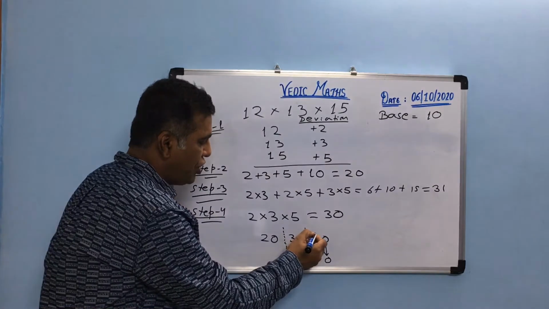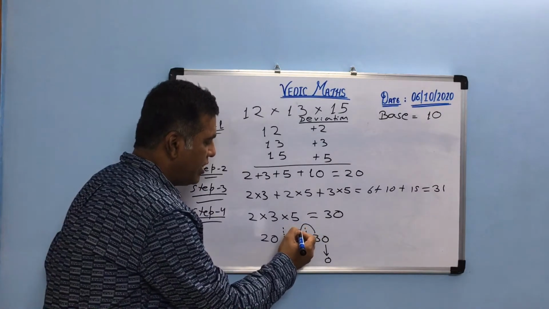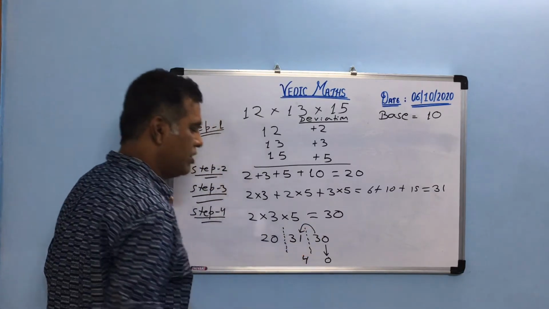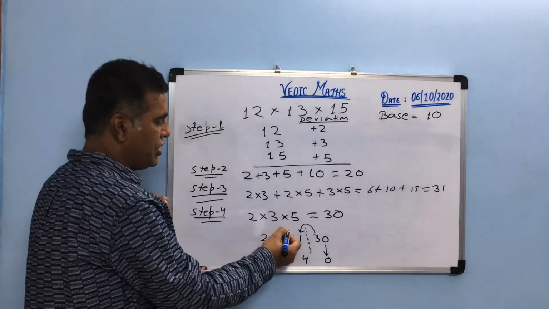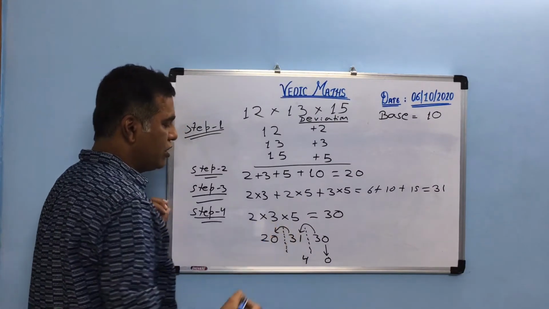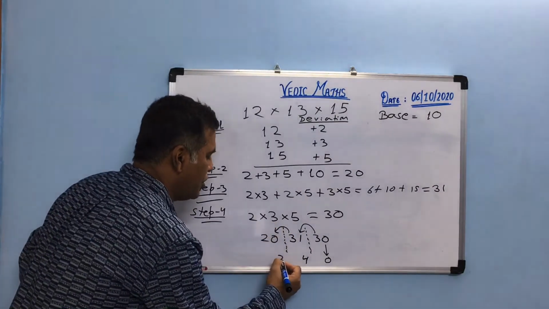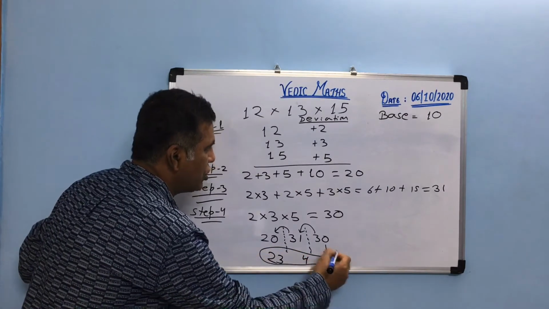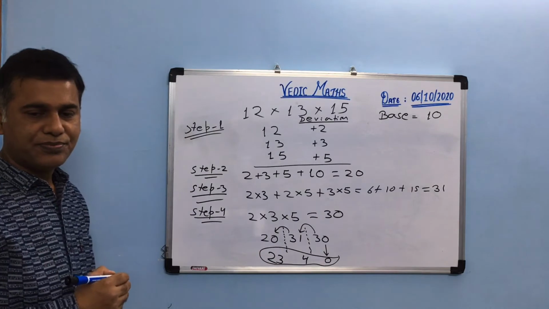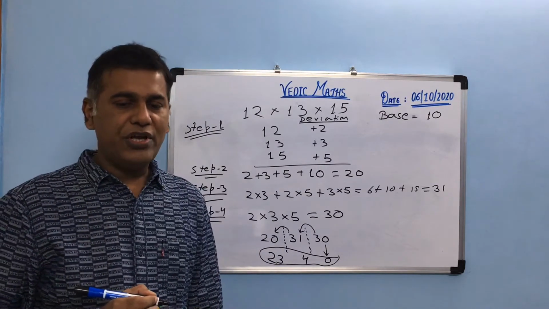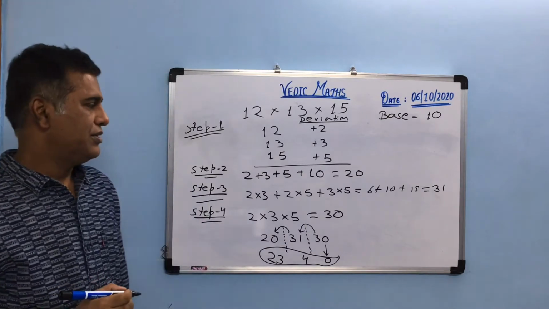Then these 3 will be carried forward. So 3 plus 1 will become 4. Here also I will keep only one digit, so the second digit will again be taken forward. So 3 plus 0 is 3 and 2 is left. So this is the answer: 2 3 4 0. Yes, 2 3 4 0.